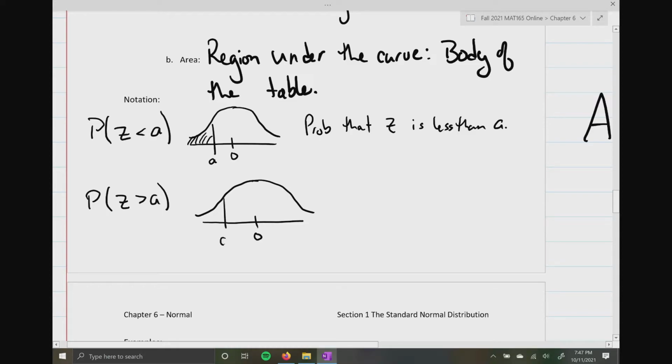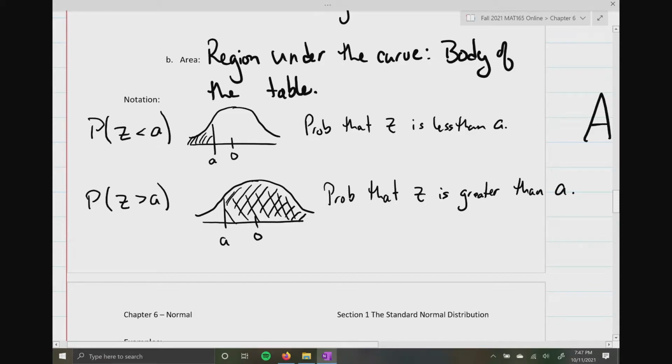I'm going to put A right there. But now Z is greater than A, which means we're on the other side of A. So you're going to shade the opposite side. And this is the probability that Z is greater than A. And we're going to look at examples where we actually have to do this, because you got to be careful.